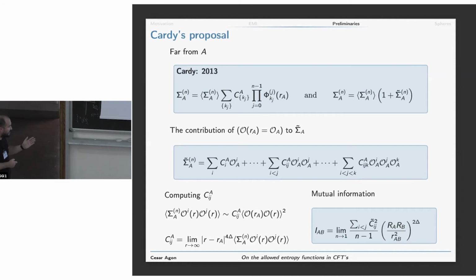One thing that happens is that these type of operators do not contribute to the n going to one limit, at least not at leading order. And so we just keep at the lowest order the type of operators that involve two copies of the CFT.